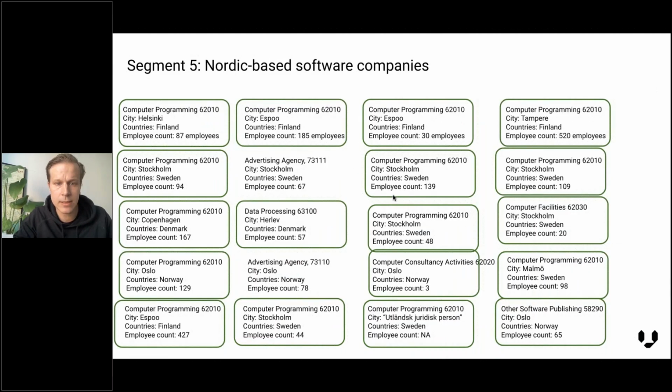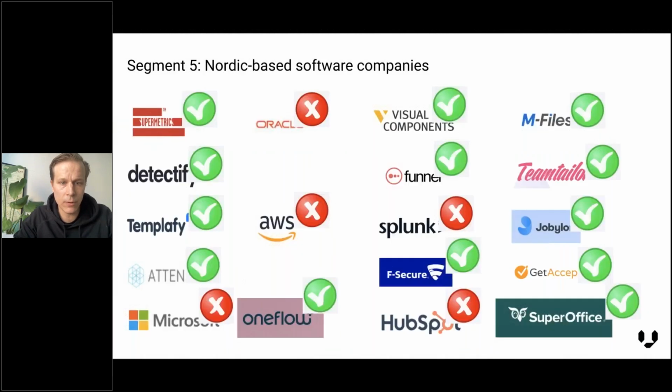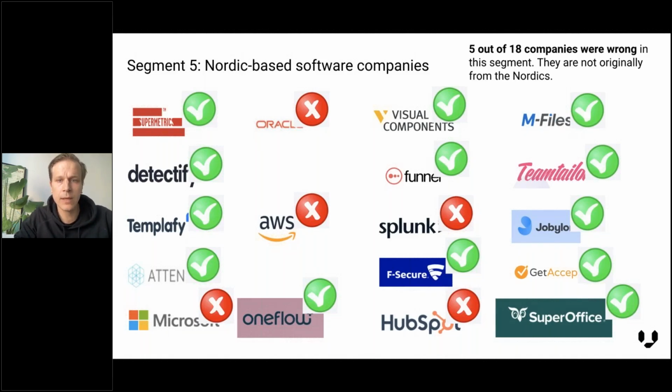was Nordic-based software businesses, and we picked 18 because all the companies are in the Nordics, and only 2 had advertising agency as an industry code, so we left them out. And then if we look at these companies, we also see that not all of them are actually Nordic based. Oracle, Amazon, Microsoft, Splunk, HubSpot, they're not Nordic companies. The others are. So again, we actually made quite a few mistakes if we want to focus on where the headquarters is located. So 5 out of 18 were off.